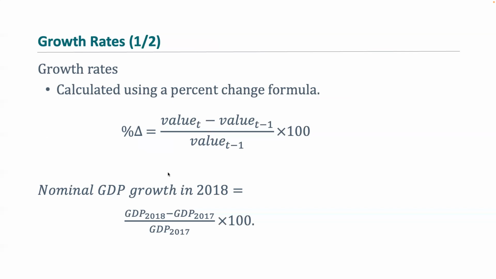This gives us our nominal growth rate, and they show you that calculation, for example, in 2018. This is just the new minus the old, all divided by the old, and then multiplied by 100. A negative growth rate means the economy is contracting or headed towards a recession, while a positive growth rate means that the economy is expanding.